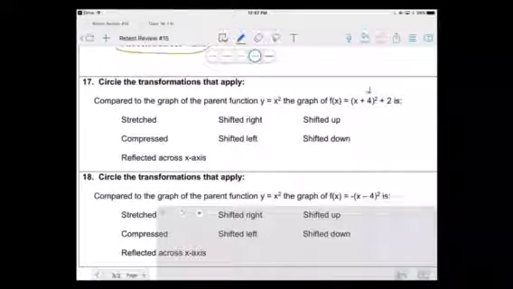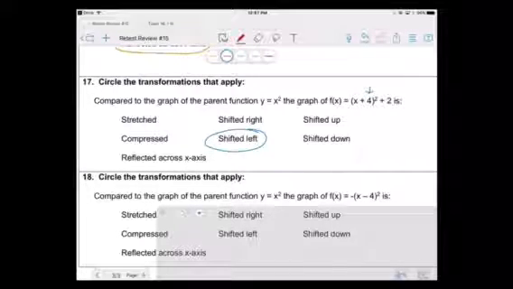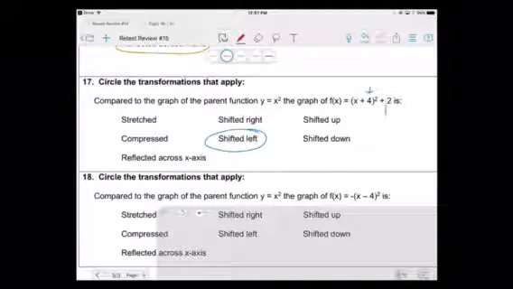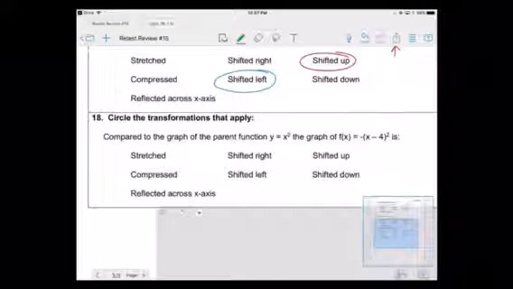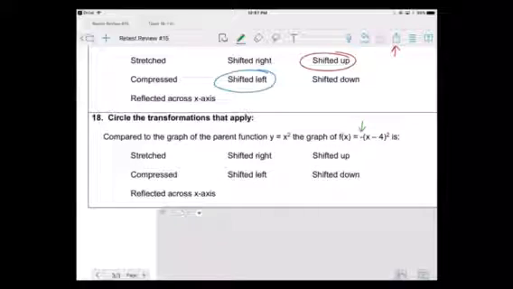17, inside the parentheses is going to move it left or right. It's always the opposite of what we normally see, so a positive goes to the left. And then a positive on the outside does what it says, so that one's going to go up. 18, the negative in front is going to reflect. The minus 4 on the inside is going to shift to the right.